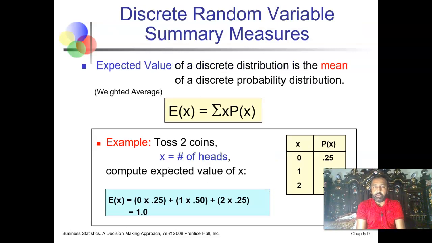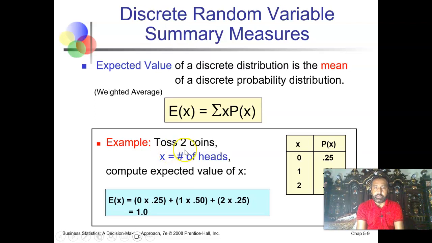If we want to find out the mean of a probability distribution, we will simply call it expected x. Expected x is the expected value or mean of a probability distribution. That is the sum of x multiplied with its probability. So here, unlike the arithmetic mean, we shall not divide it by n, we shall simply multiply the outcome with its probability. Now here we have the example.